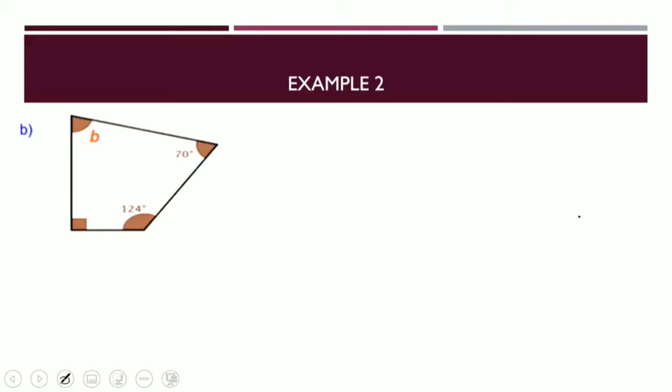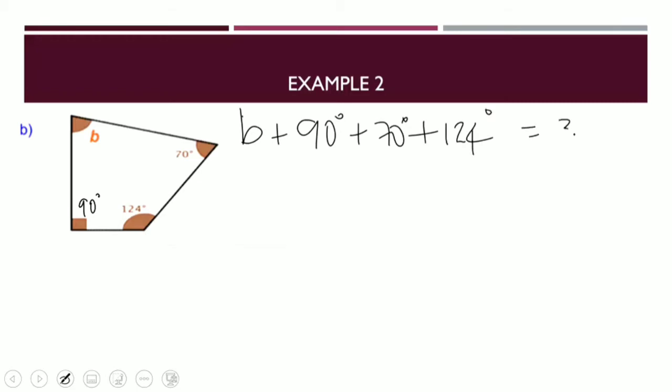For our second example, we're looking at finding the value of B. We're given 2 of the angles clearly, and we're given 1 of them in a different style. You would see it by now, and that's this right angle here. We know it measures 90 degrees. So our equation to find B would be B plus 90 degrees plus 70 degrees plus 124 degrees equals 360 degrees.